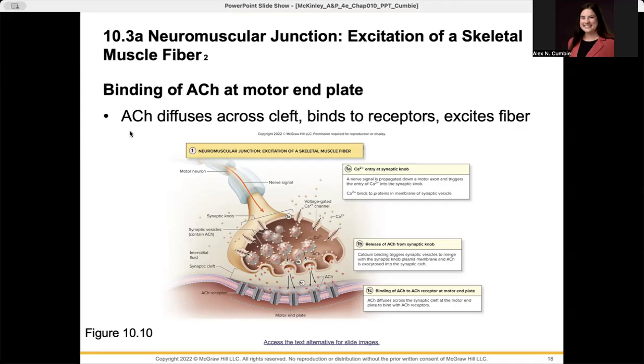And again, I'm just using the abbreviation ACH. You could learn, well, you should learn that it's acetylcholine, but on a test, if you wrote ACH as your answer versus acetylcholine, that would be perfectly acceptable.